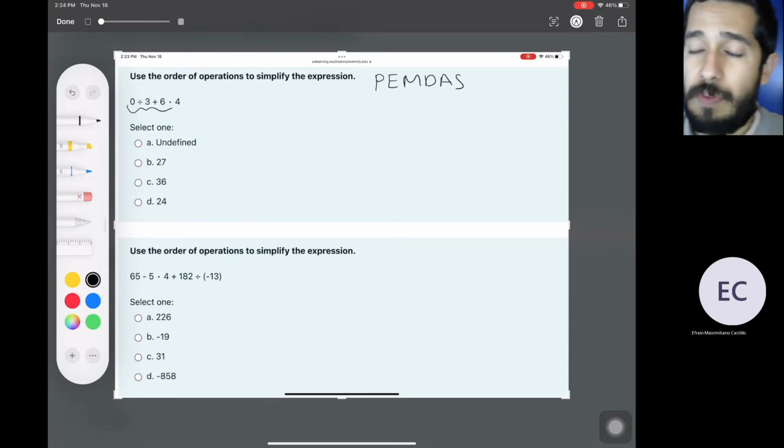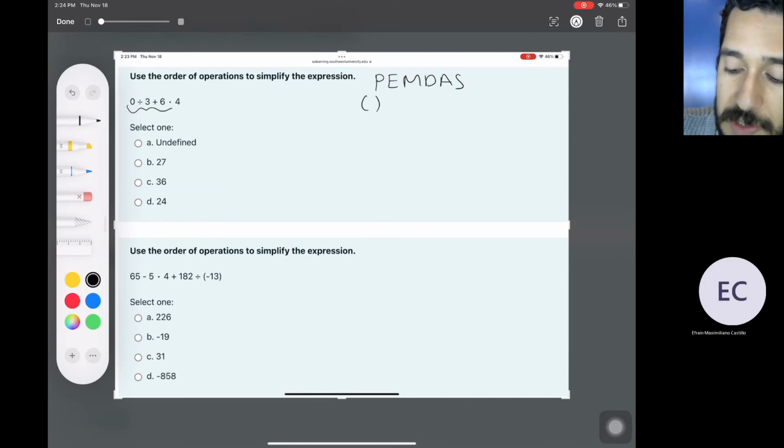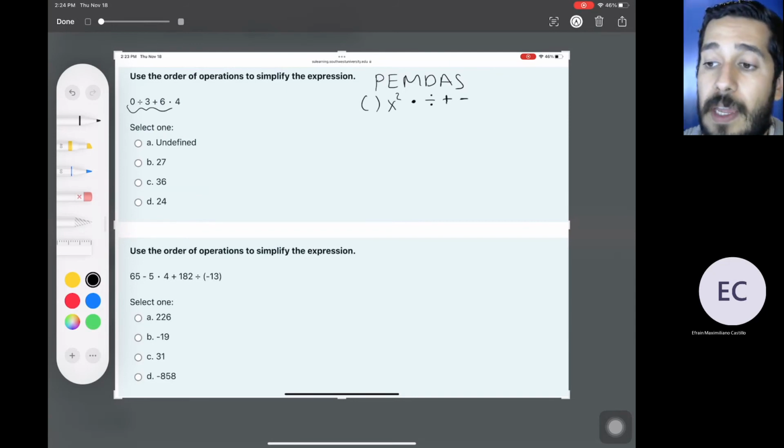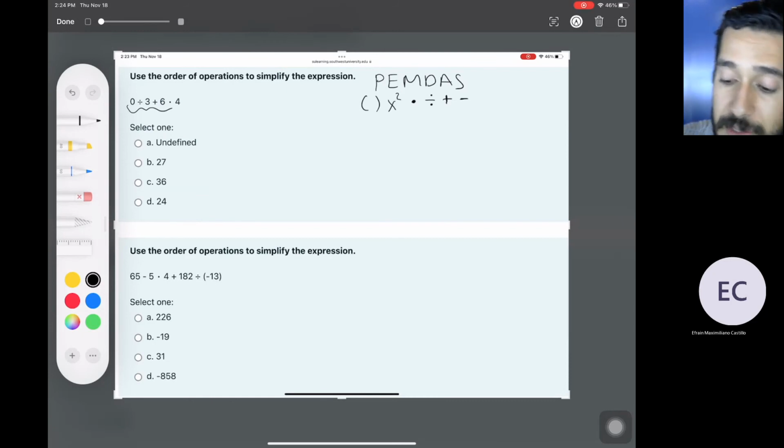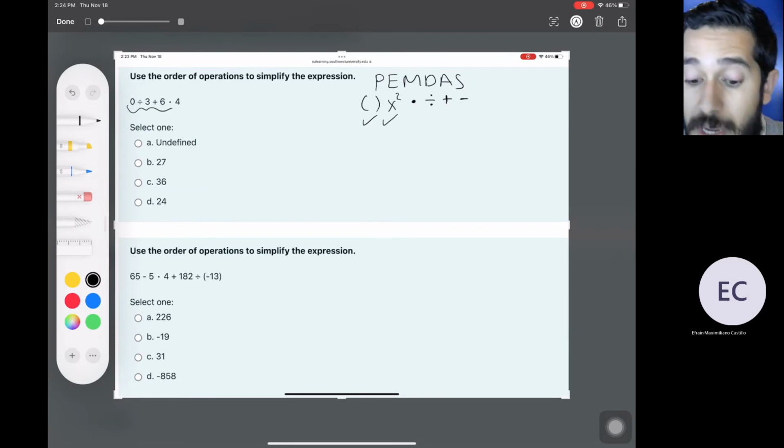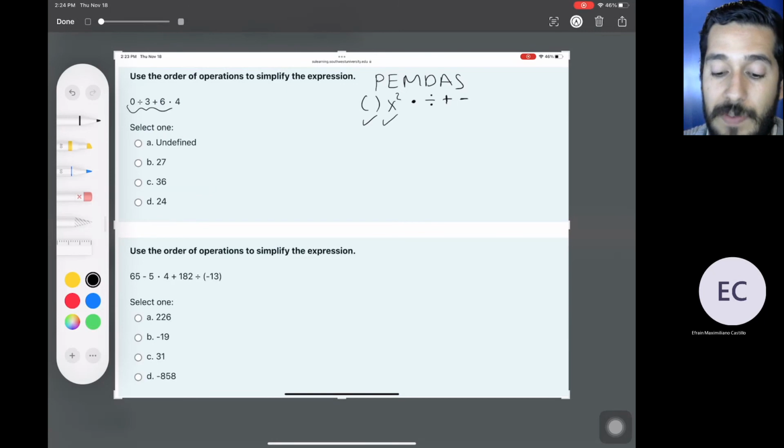So we follow this mnemonic: P as in operations inside parentheses, E as in exponents, M as in multiplications, D as in divisions, A as in additions, and S as in subtractions. Then we're going to get the correct result. From left to right, as we start, we don't have any parentheses, and we don't have any exponents. We do have one multiplication, and we also have one division.